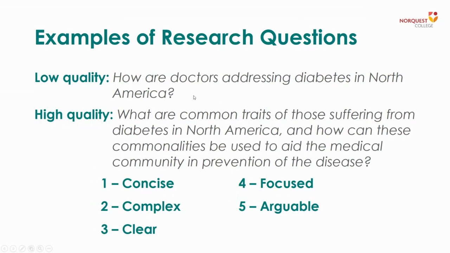How are doctors addressing diabetes in North America is the low quality example. And your high quality example is, what are common traits of those suffering from diabetes in North America? And how can these commonalities be used to aid the medical community in prevention of the disease? So what's missing in this low quality question here? Another 10 seconds, 2, 3, 5, and we have an addition 4.